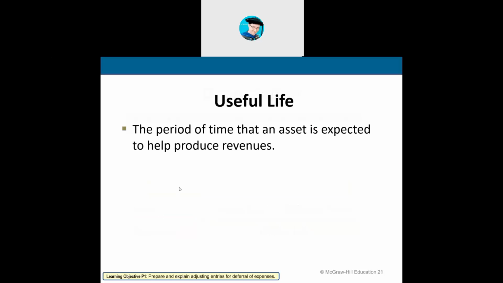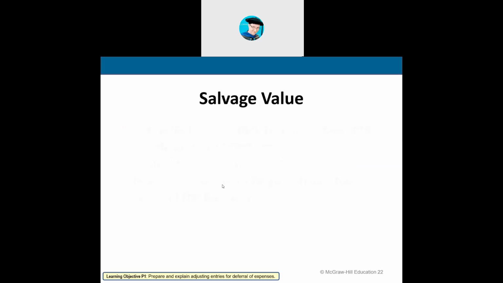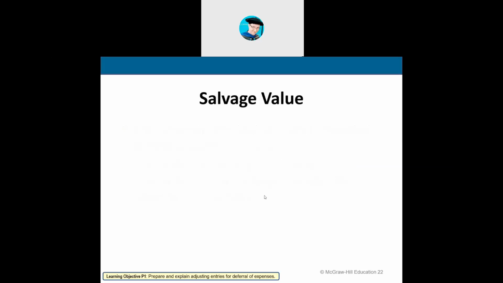Let's break it down a little bit further. Useful life is how long things are expected to last. It's based off of wear and tear. Over time, things lose their usefulness, or they become outdated or obsolete, or a result of wear and tear. That's useful life, how long it's supposed to last, and that's typically given to us through the IRS.